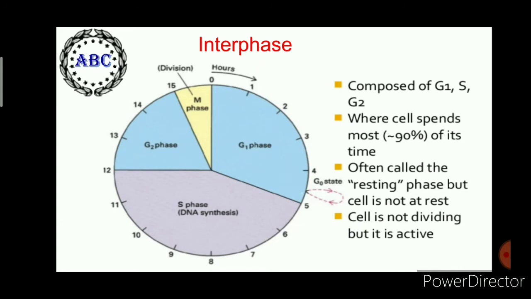Interphase of the nucleus is composed of G1, S and G2 phase, where the cell spends most of its time, that is near about 90% of its time. It is often called a resting phase, but the cell is not at rest. The cell is not dividing, but it is active.